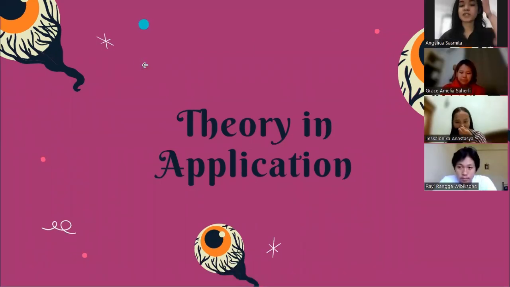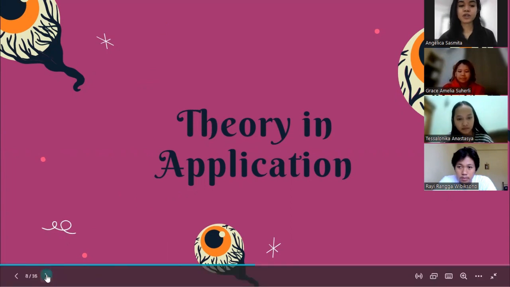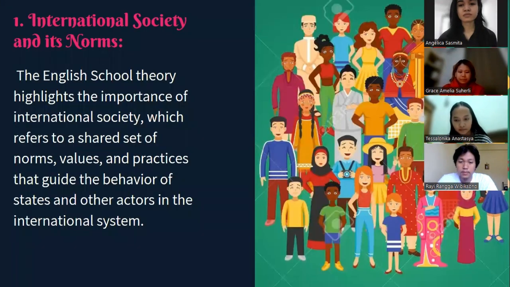Theory in application. So the English school theory in application in real life, I can conclude it to be four. The first one is international society and its norms.